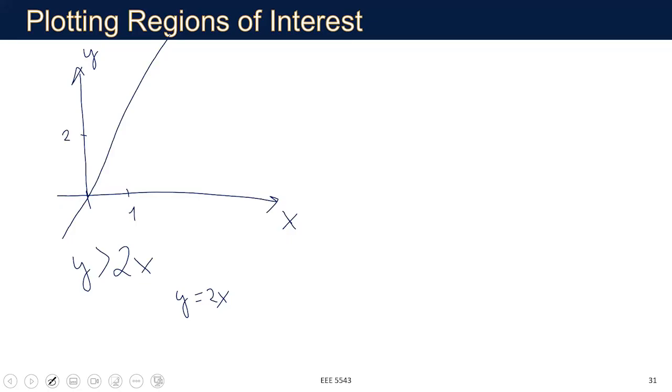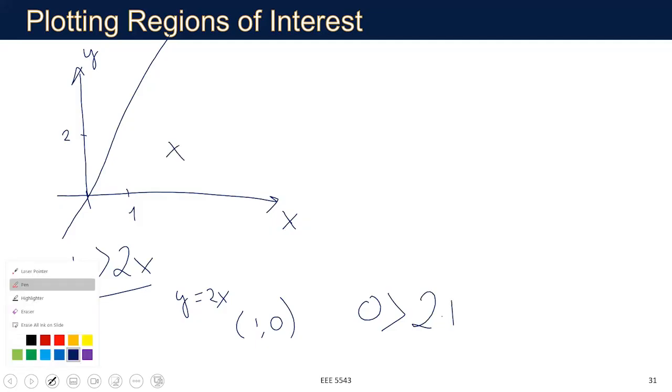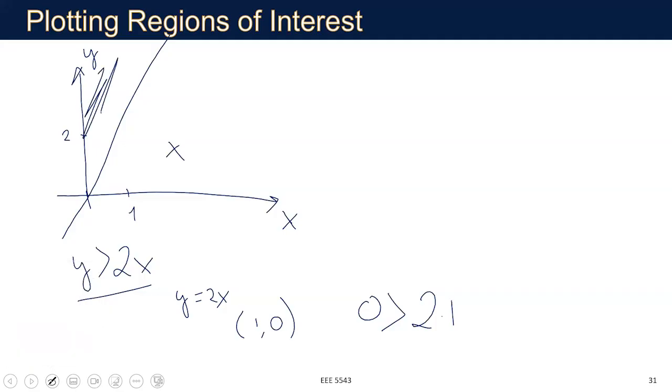Well, to decide which side of the line this is, we could try some points. So for example, here we have (0, 1). Well, does that point satisfy our inequality that we have here? So is 0 greater than 2 times 1? No. That means this is not the region that we're interested in, and it means that this is the region that we are interested in. So this is the region y is greater than 2x. And that's how we would find this.